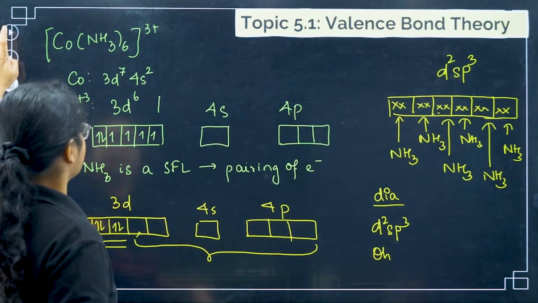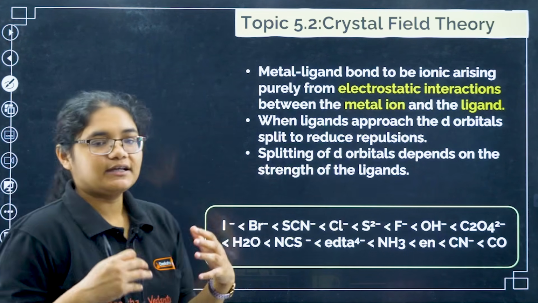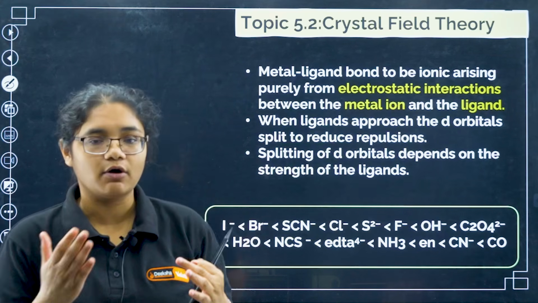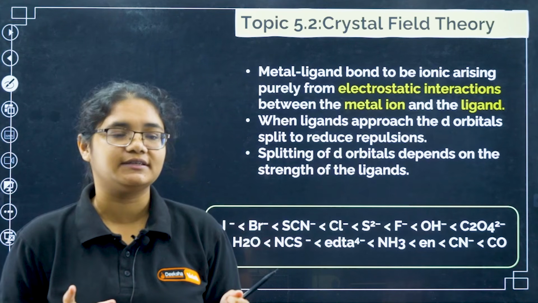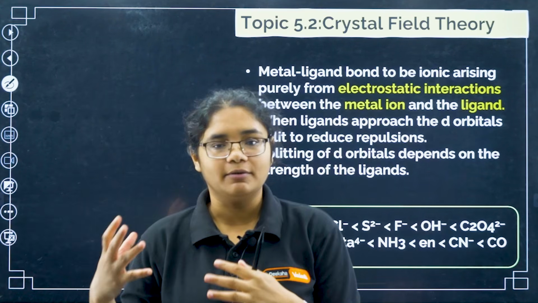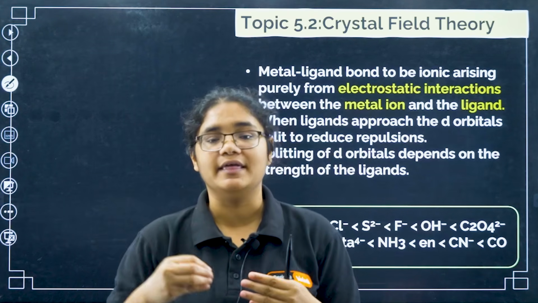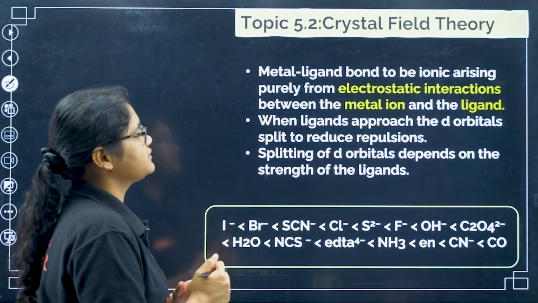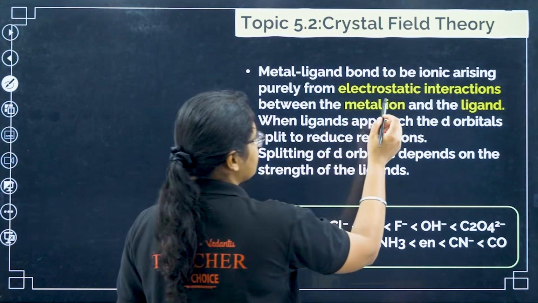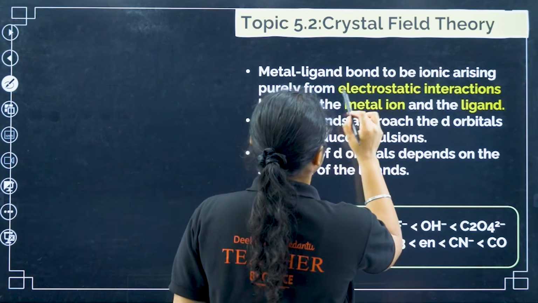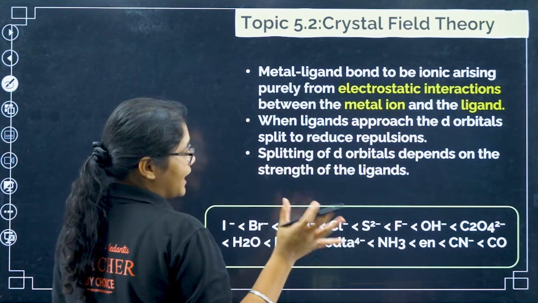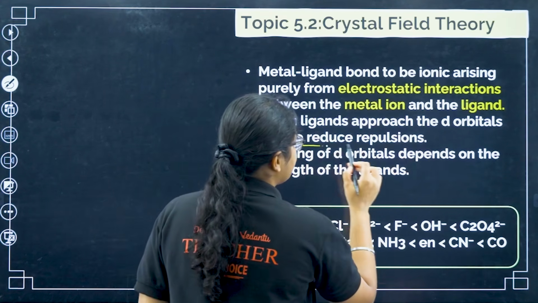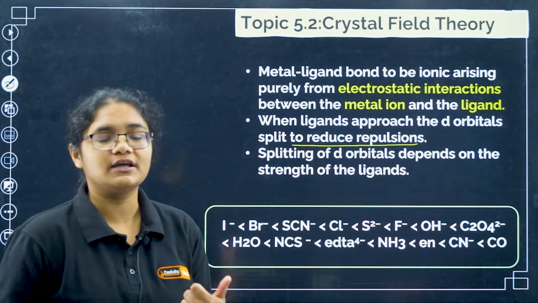Now let's move to crystal field theory. It's another way of describing the bonding of metal and ligand. Valence bond theory says that the valence orbitals of the metal undergo hybridization and then form bonds with the ligand. But in crystal field theory, the metal-ligand bond is considered ionic in nature, and when ligands approach the d orbitals, they split the d orbitals to reduce repulsions.